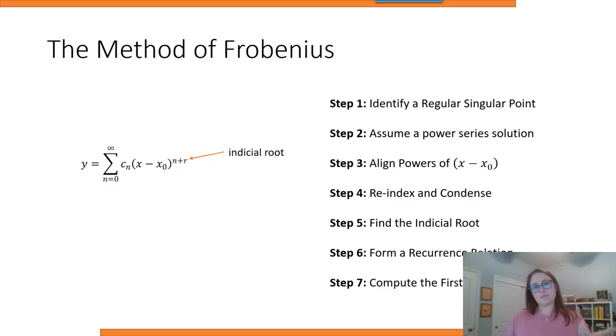The coefficients that I strip out are going to give me an indicial equation that I'm going to solve to get that r, the indicial root. And then I'll form my recurrence relation to find the first few terms in the sum and get my final solution.